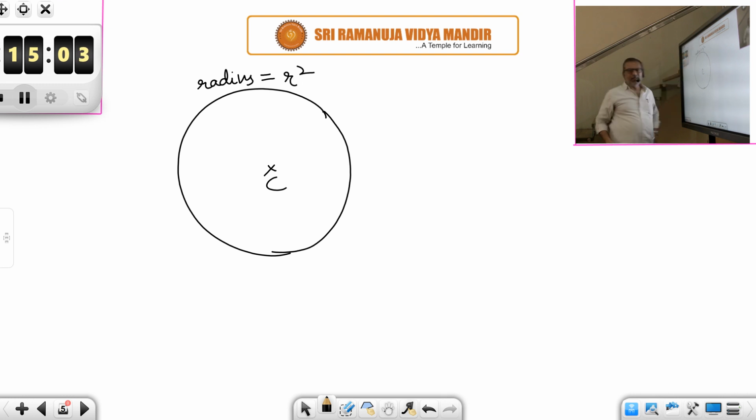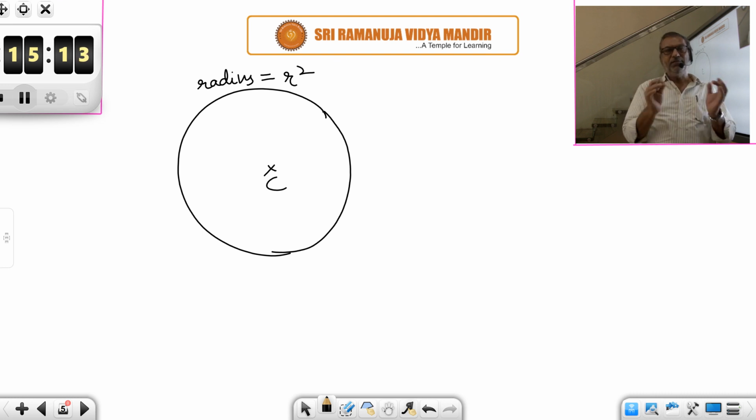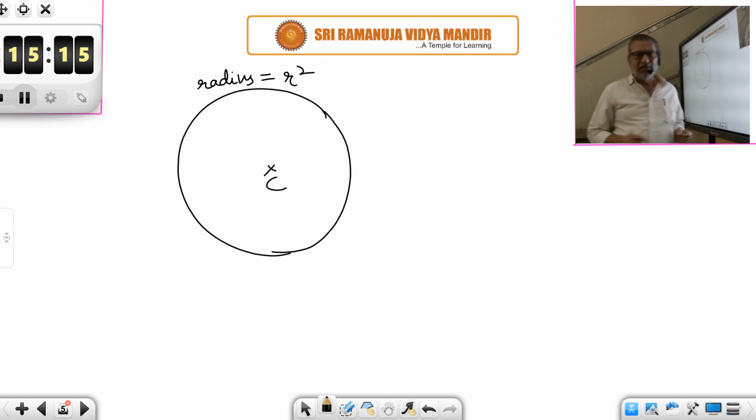Now, in the plane of the circle, there are infinite number of points. So, which is the point having least power with respect to the circle? And what is its power? What is the least power? Which is the point having the least power with respect to this circle? And what is that least power?